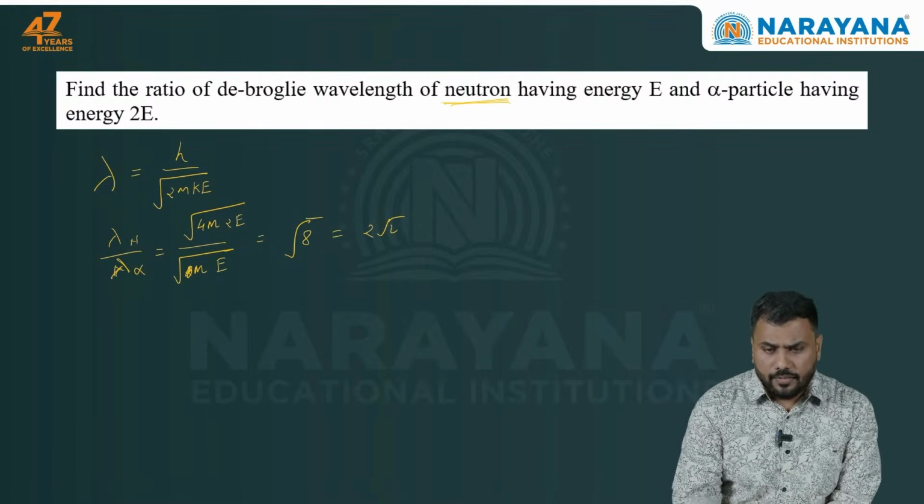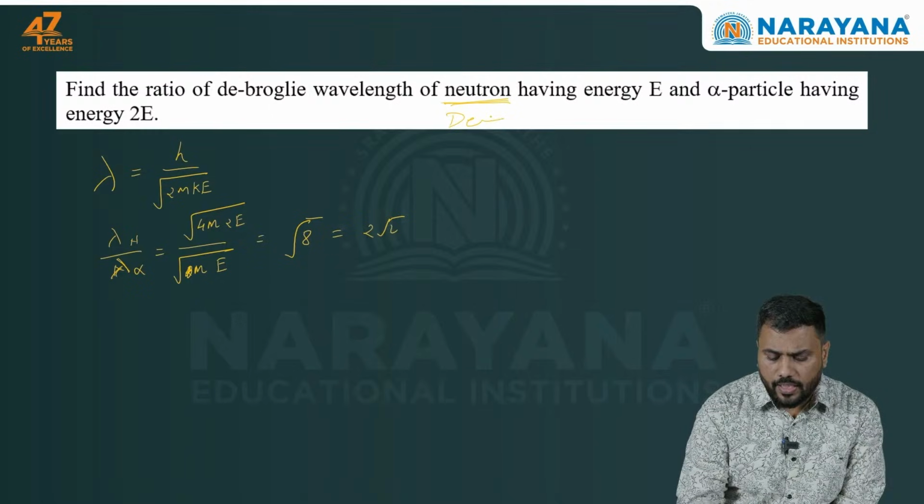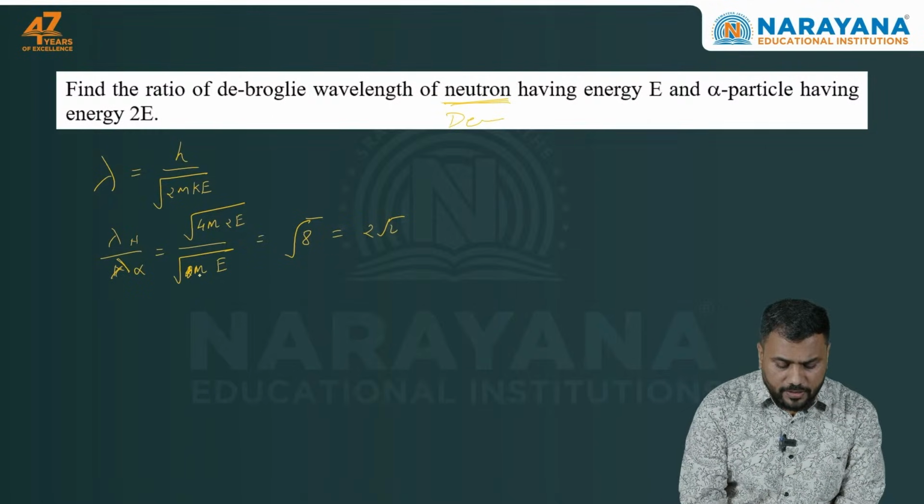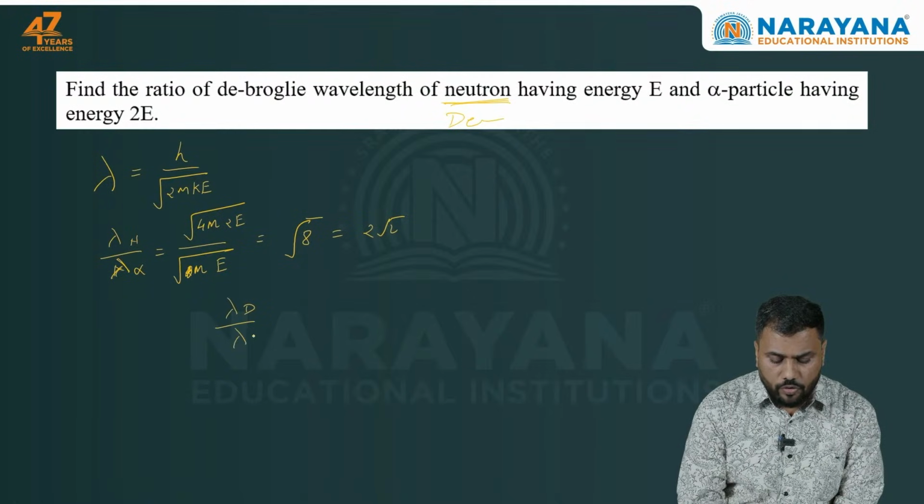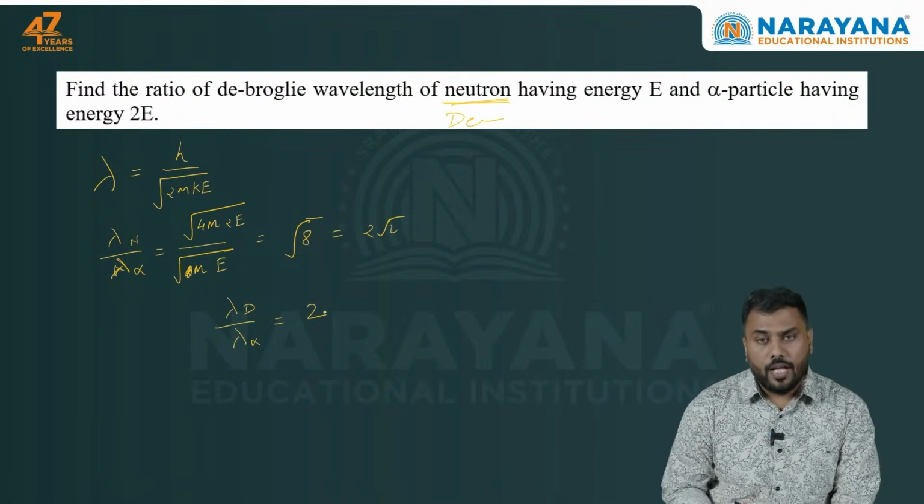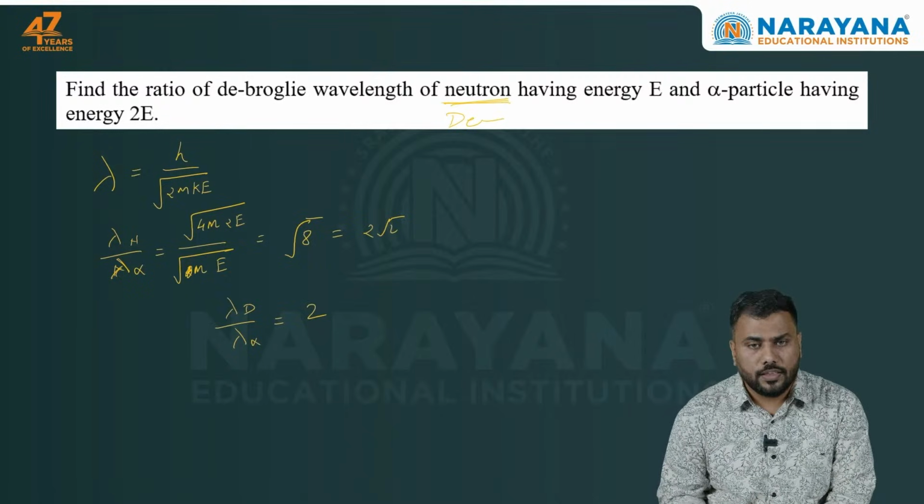But I think that they should have asked deuteron here. If they are giving deuteron, then we can just take the mass as 2m in the denominator. Then the answer of deuteron lambda to alpha particle lambda will be 2. That is more logical because it should be an integer type question.